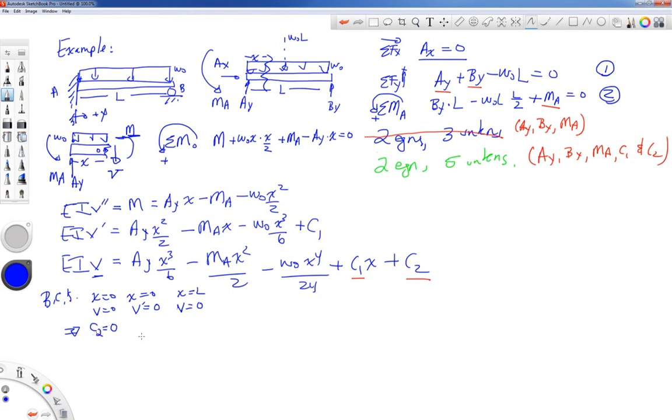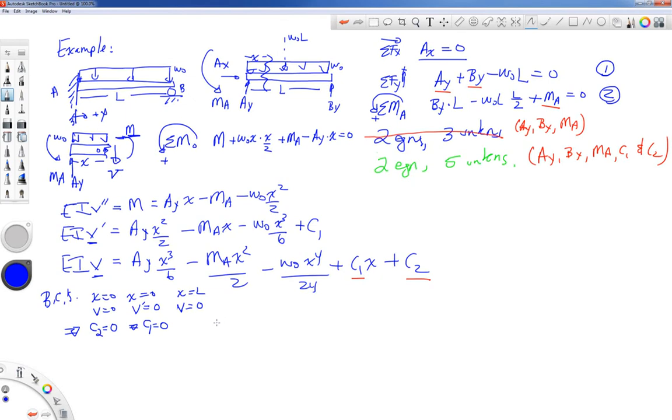Go through and check. My second condition, x equal to 0, v prime is equal to 0. Now I go to the v prime equation. I put in 0 on the left-hand side, and I put in 0 for x. Now this one will tell me that C1 is equal to 0. Okay, so now I'm back down to 3 unknowns and 2 equations. So we still need an additional equation.